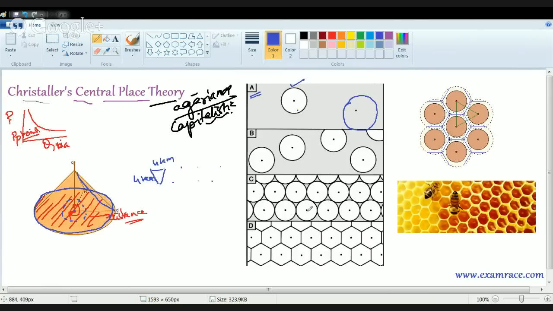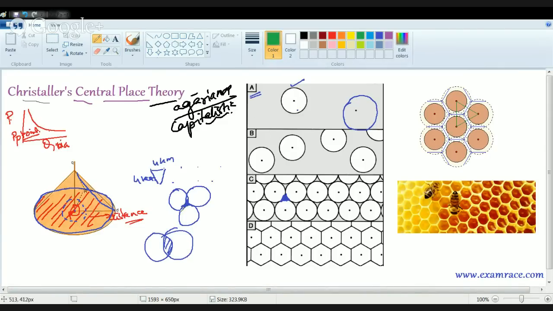But if I draw circles, what is the major drawback here? There are regions of unserved demand. What I am marking in blue is the region of unserved demand, because that is not fulfilled by any of the three settlements here. So if I use a circular shape, there would be either regions of unfilled demand, that is the common area here, or there would be regions of overlap.